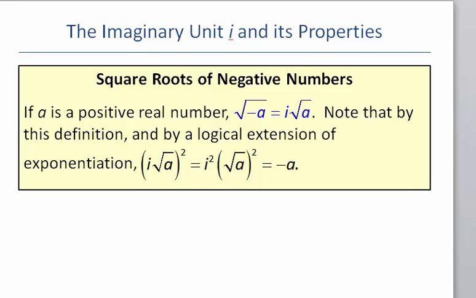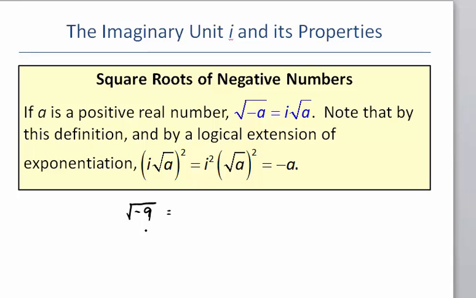We also need to define the square root of negative numbers. If a is a positive real number, then the square root of -a is equal to i times the square root of a. So what this is telling me is that if I have a problem, like maybe the square root of -9, which up to this point we have said that we cannot do as long as we are operating in the real number system.